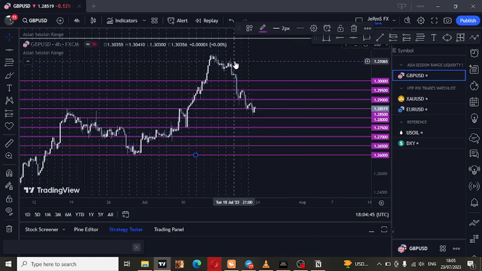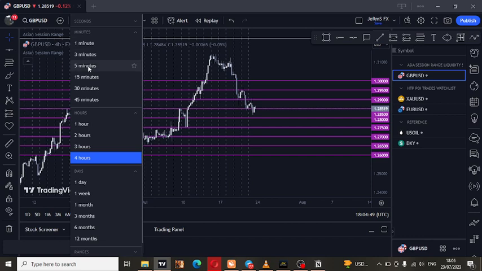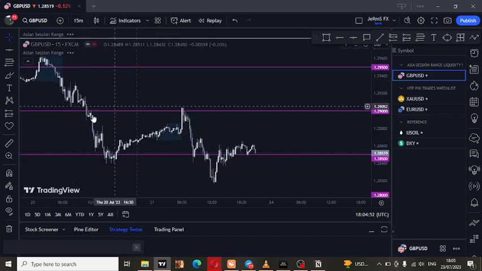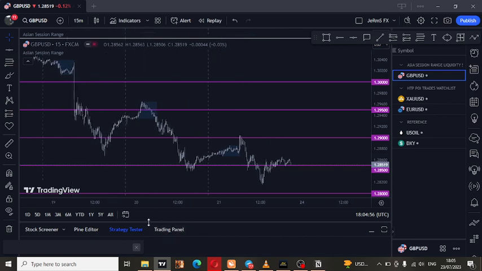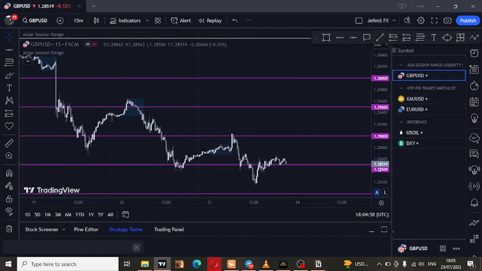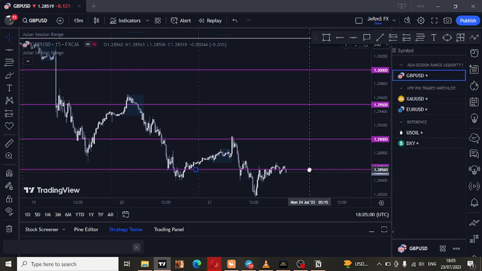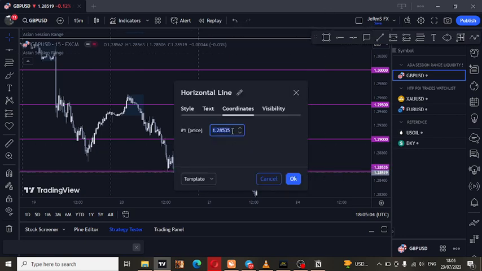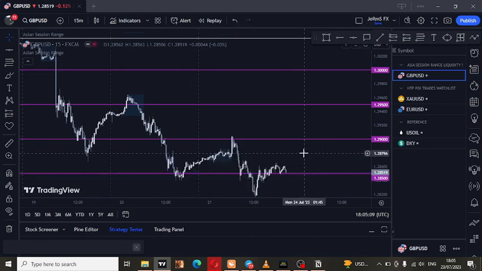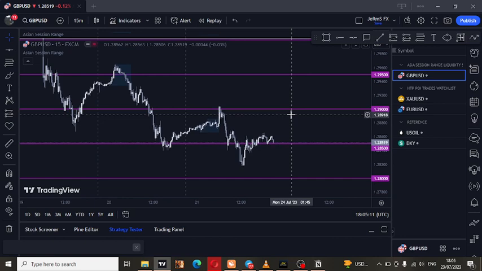So that's it. Let's see how price reacts to these psychological levels. Let's use a 15-minute time frame. So these are the psychological levels. 1.285. Let's see how price reacts to these numbers.